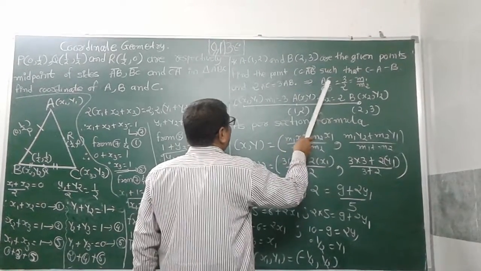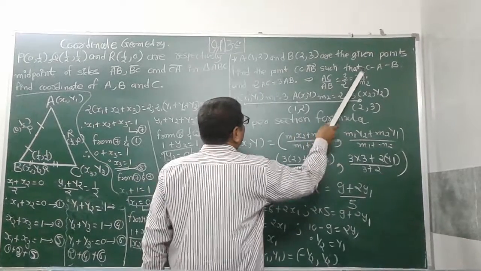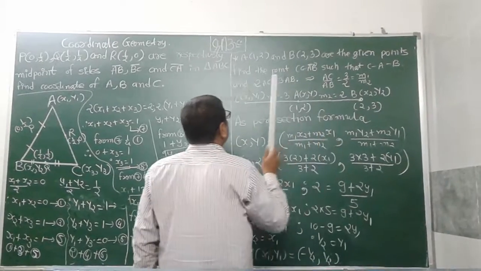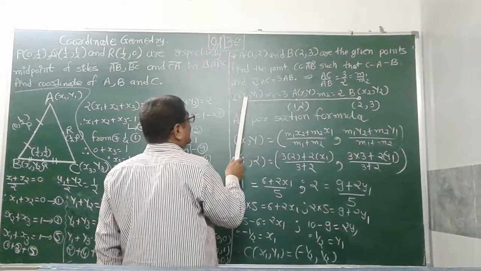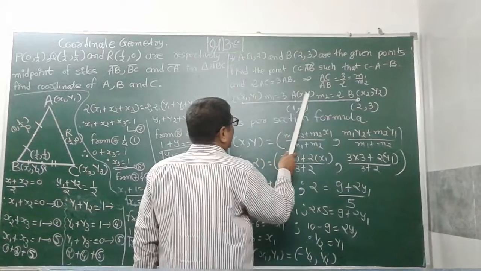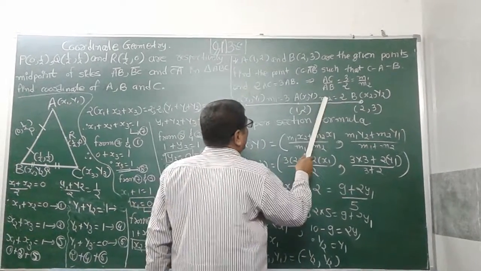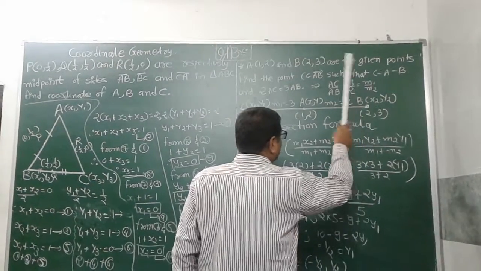Therefore, according to application of linear equation, AC upon AB is equal to 3 upon 2, which is m1 upon m2. So we consider that point C we have to find out is x1 comma y1. m1 is equal to 3, A (x, y) is equal to 1 2, m2 is equal to 2, B (x2, y2) is equal to 2 3 according to the statement.